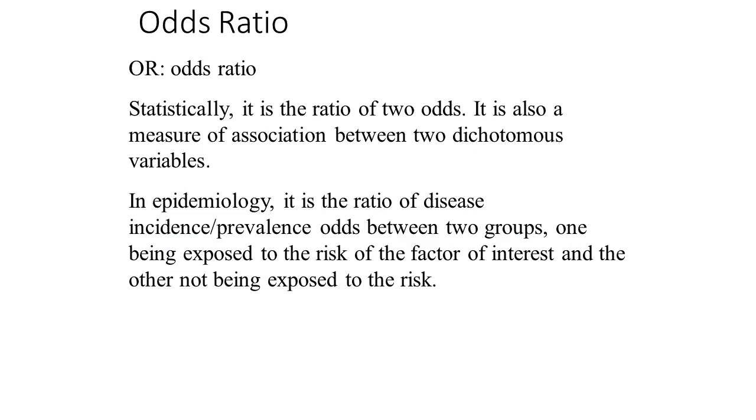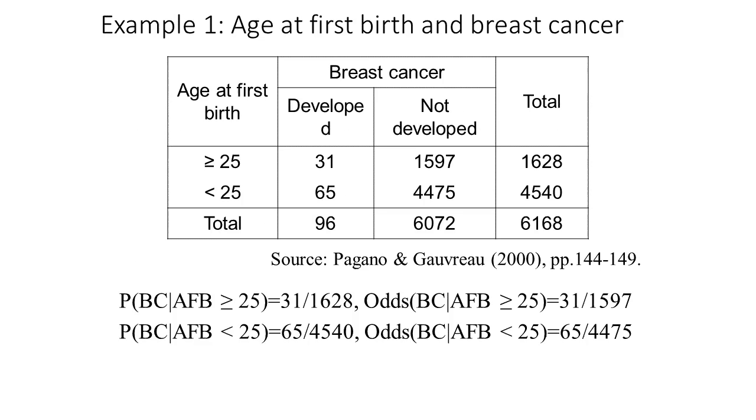Odds ratio is similar to relative risk, but it is the ratio of two odds and not two proportions. Odds is the ratio of two probabilities, the probability for the event to occur and the probability for the event not to occur. Let's look at an example, focusing on relationship between age at first birth and breast cancer.